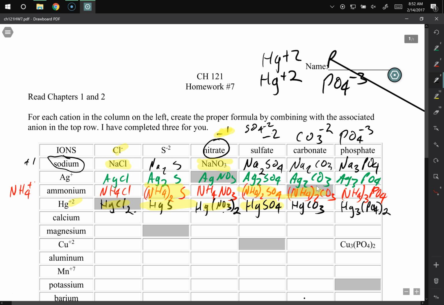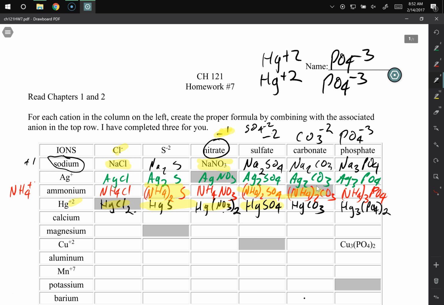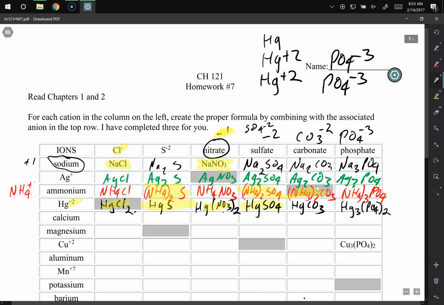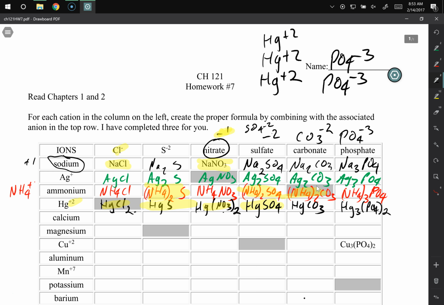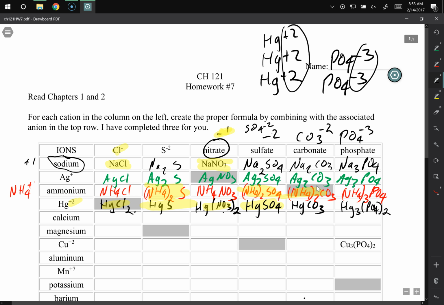So if I put another PO4 negative 3 up here, I added another phosphate because I had too many plus charges. Am I good to go now? Now I've got too many negative charges. So now what can I do? If I put 2 more positives on, now I've got 6 plus charges and 6 minus charges. So these 6 cancel out with these 6, so I need 3 of those mercuries to go along with 2 of those phosphates.